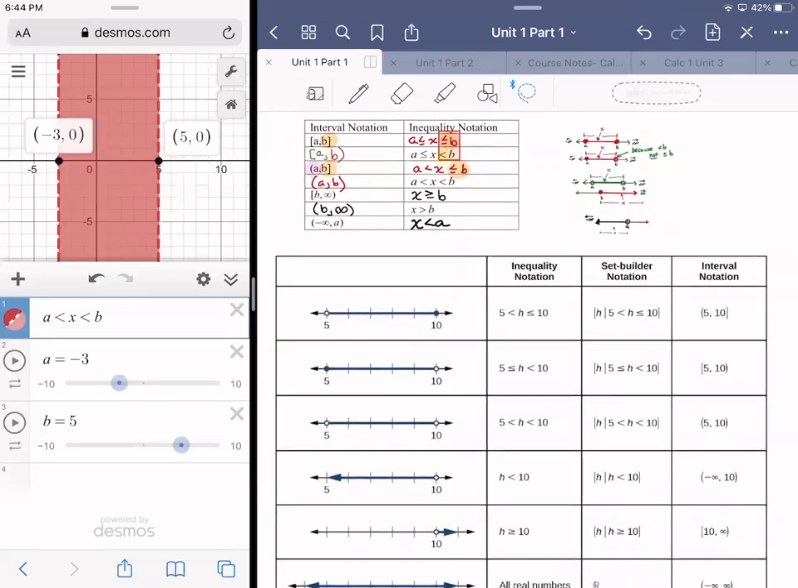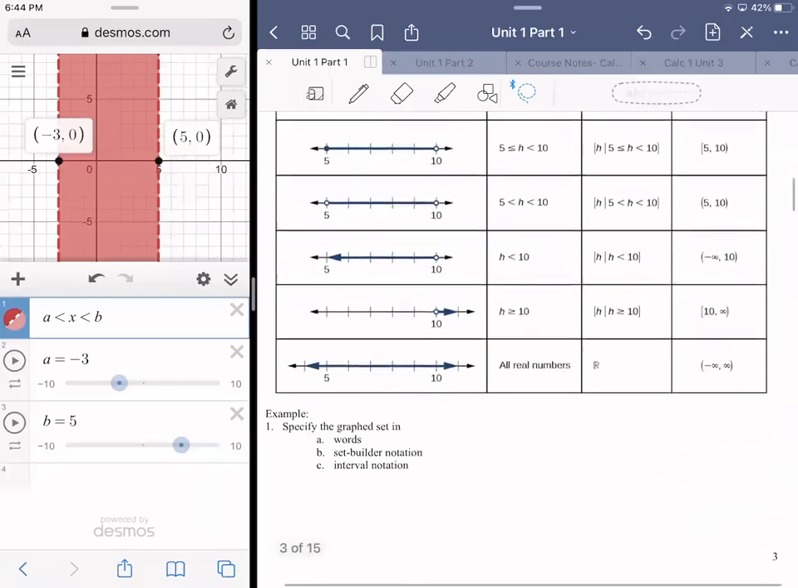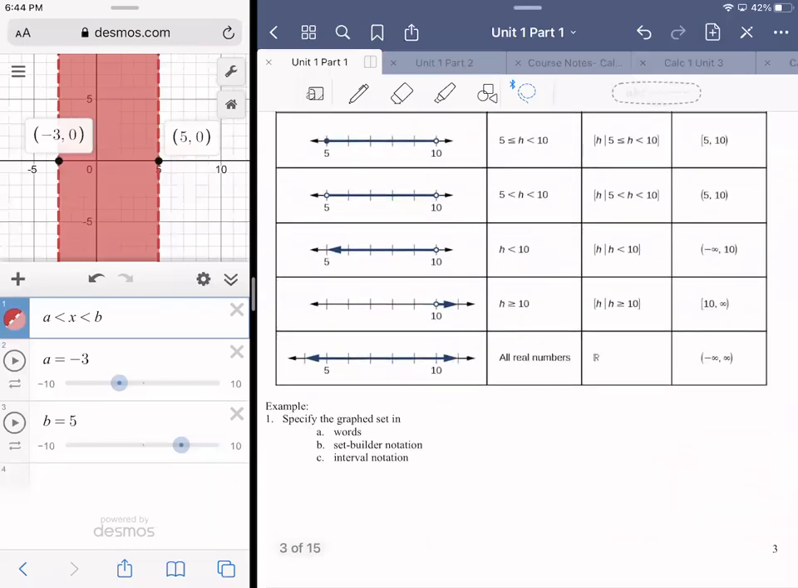Below, you see a few examples, numerical cases. I figured I'd start off with the general stuff, walk you through a table, and then give you some numerical stuff. Now we'll just do a quick example related to some numerical values, just to drive this point home. The example below, I didn't give a graph because I'm going to draw one here in a second. Specify the graph set in words, set builder notation, and interval notation.